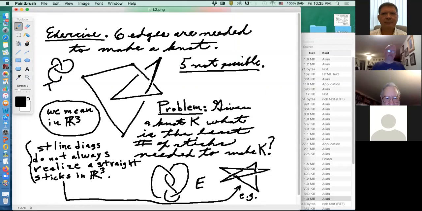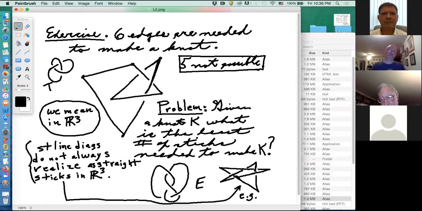Here's a perfectly good straight line diagram, a five-sided star diagram representing a 2-5 torus knot. But I told you can't do it with five, all right? And if you look at that diagram and try to bring it up into three space, you'll see that it's just not possible. The sticks are going to have to be broken, angled, in order to do that. They would have to bend. You could have bent sticks up in space, which projected to straight lines in the plane. And that's what you will find here.